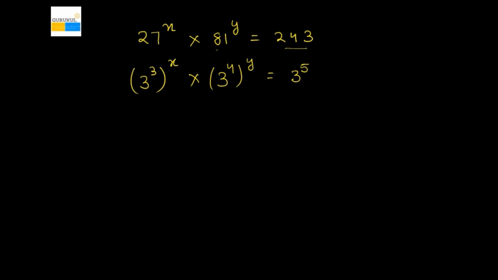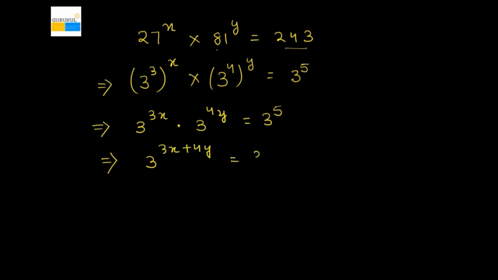So what do you get here? 3 raised to the power 3x times 3 raised to the power 4y is equal to 3 to the power 5. So this can be simplified to 3 to the power 3x plus 4y equals 3 to the power 5. As the bases are the same, using equality you can say 3x plus 4y equals 5. Let's name this as equation 4.